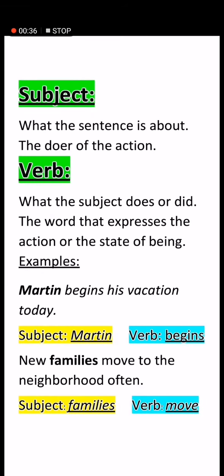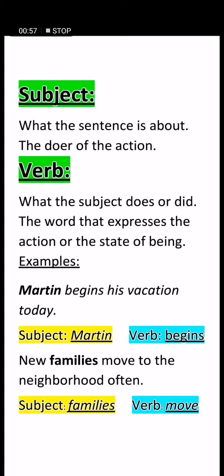The subject of the sentence is what the sentence is about, or the doer of the action, while the verb is what the subject does or did. The verb is the word that expresses the action or the state of being.